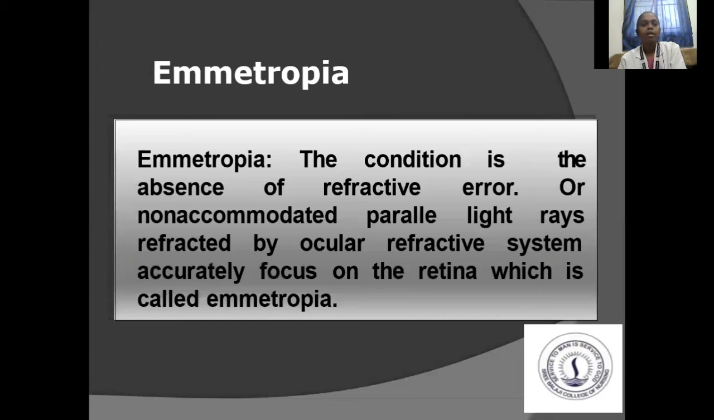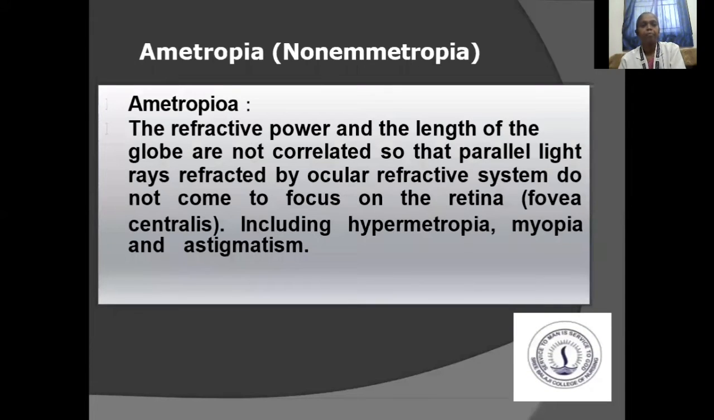Now we'll see emmetropia. Emmetropia is nothing but normal vision without any refractive error. The condition is the absence of refractive error, where non-accommodated parallel light rays refracted by the ocular refractive system are accurately focused on the retina, which is called emmetropia. This normal sight is called what? Emmetropia. Normal vision without any refractive error is medically called emmetropia.